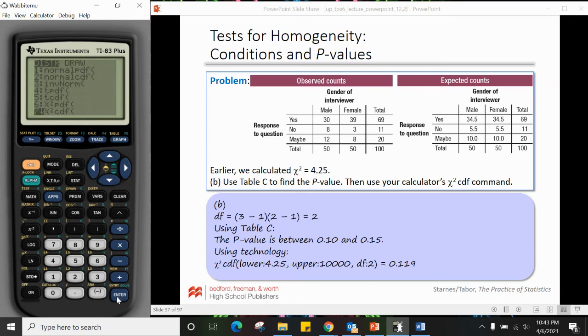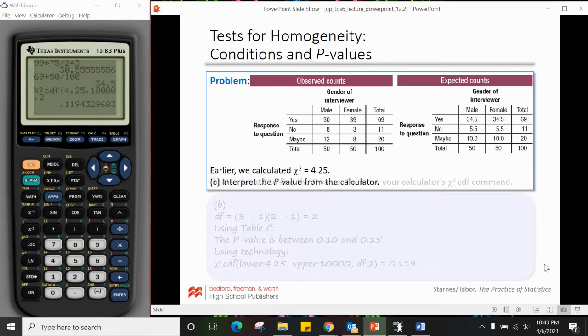chi-squared CDF 4.25 comma 10,000 comma 2, I get 0.119. So the same that they get. All right. And we calculated that the chi-squared statistic is 4.25. It wants us to interpret the p-value from our calculator. So our p-value is this number right here.